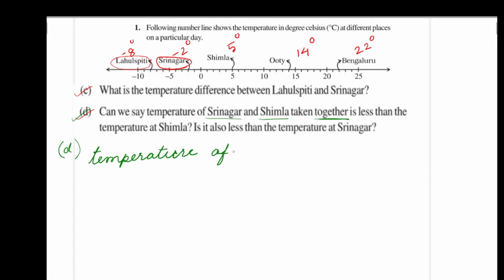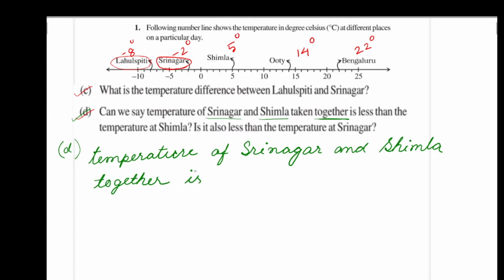Temperature of Srinagar and Shimla together is what? What is the temperature of Srinagar? Minus 2 degree Celsius and Shimla 5 degree Celsius. Total, if we combine both, then what answer will we get? 3 degree Celsius. Okay. Now come to the next question.